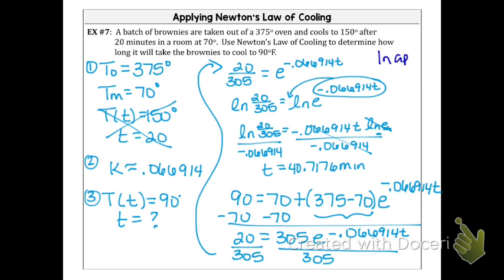So in approximately 41 minutes, the brownies will cool to 90 degrees Fahrenheit. And that's the end of part A.